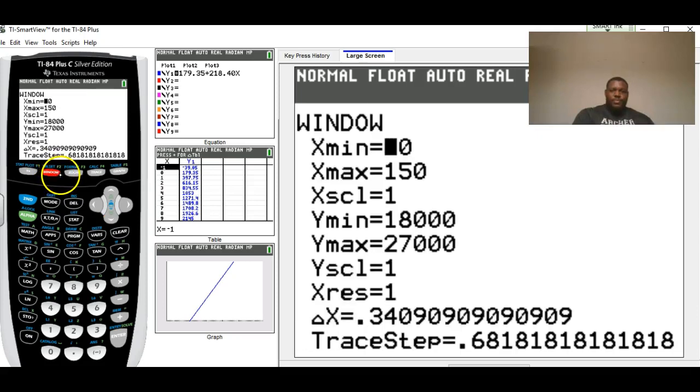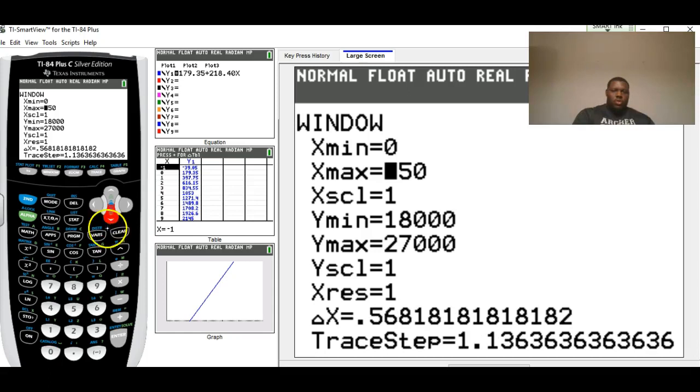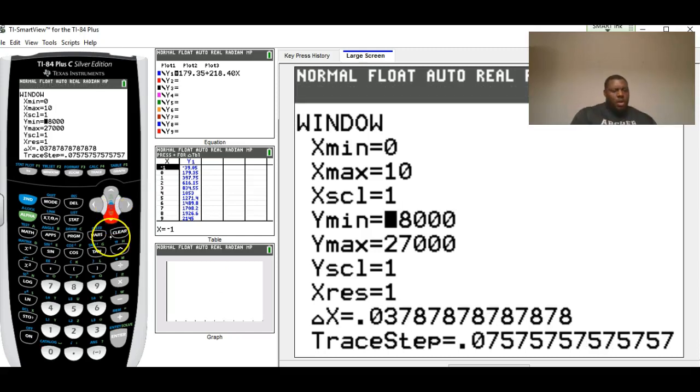If I go to window, remember our X column was 1 to 6. So I'm going to choose from 0 to, let's go a little bit more, 10. Then for my Y minimum, I remember it's 397.75, so let's say 350. And for my Y max, the max was, I believe, $1,489.75. Well, I'm just going to do a solid 1500. A little bit more, a little bit less.